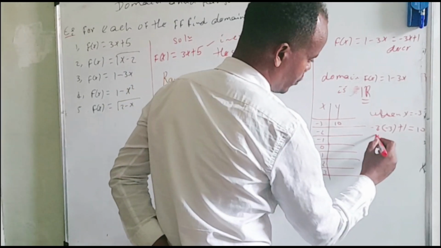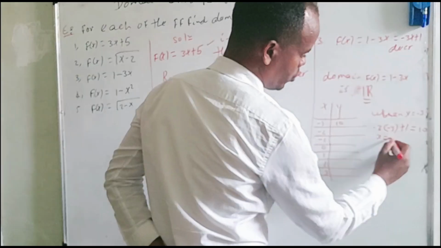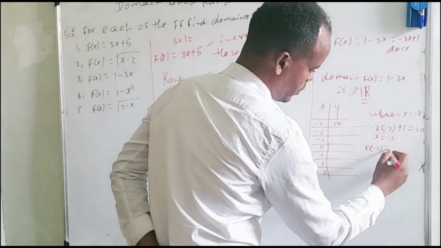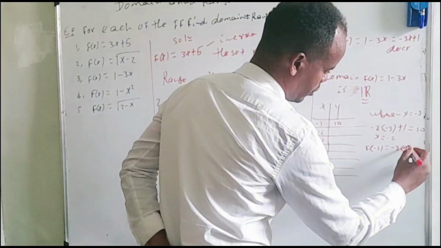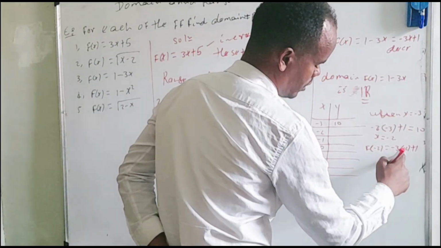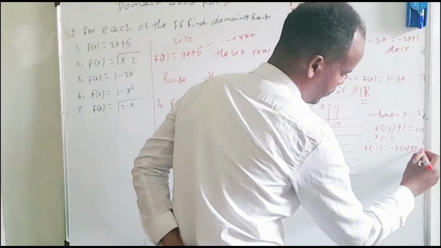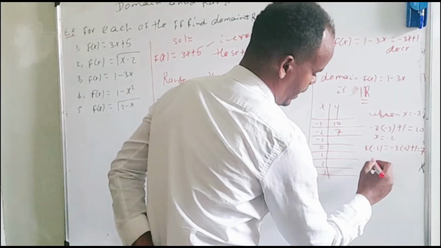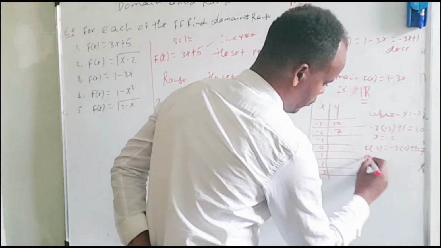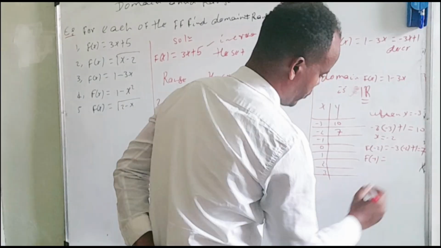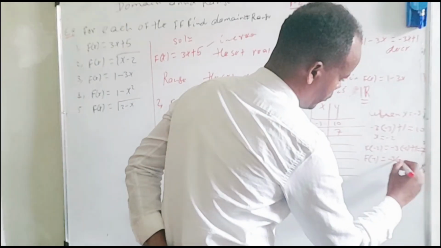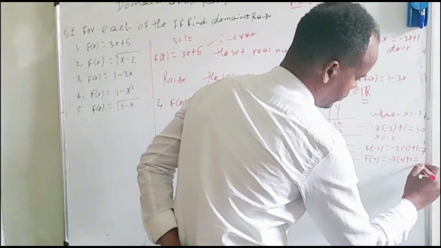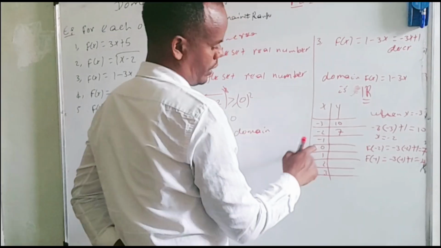When x is equal to minus 2, f of minus 2 is equal to minus 3 times minus 2 plus 1. It is 6 plus 1, that is 7. When x is equal to minus 1, f of minus 1 is equal to minus 3 times minus 1 plus 1, which is 3 plus 1, that is 4.